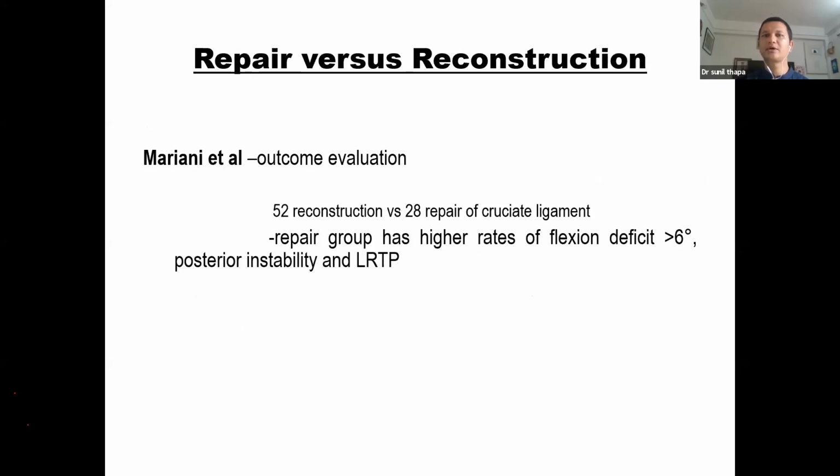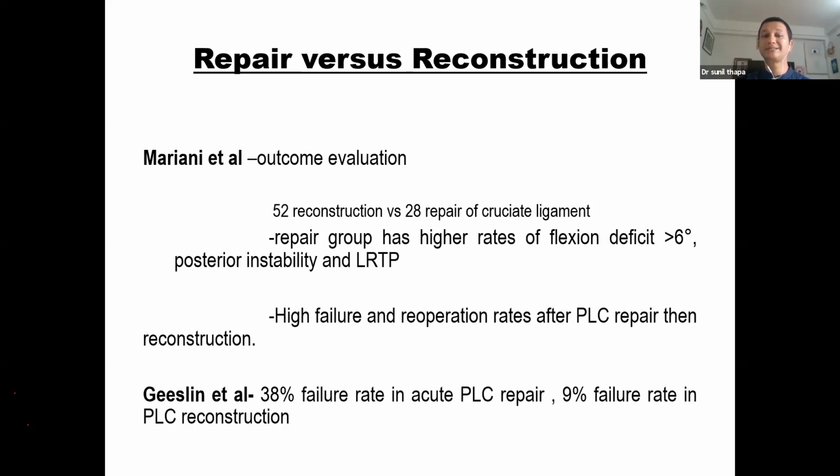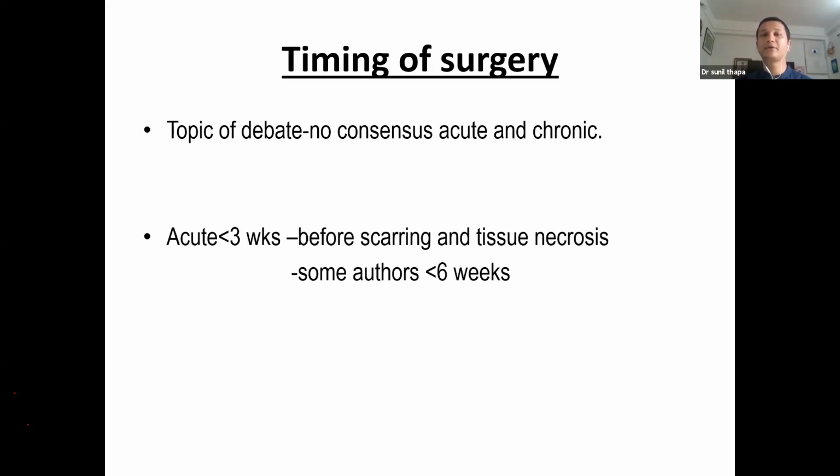So what is to be done, whether a repair or a reconstruction? Marinian et al. compared outcomes in a study of 52 reconstructions and 28 repairs of a cruciate ligament after knee dislocation, and he clearly suggested that the repair group has a higher rate of flexion deficit, more posterior instability, and low return to play after the repair. And there is a higher chance of failure with repair than reconstruction, especially in PLC injury. And Jesslyn et al. suggest that the failure rate of PLC repair can be as high as 38%, while reconstruction is 9%.